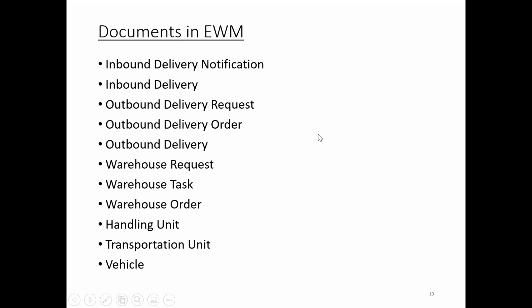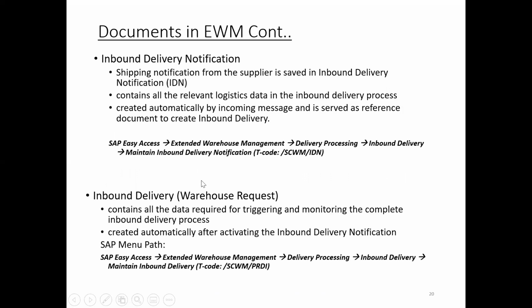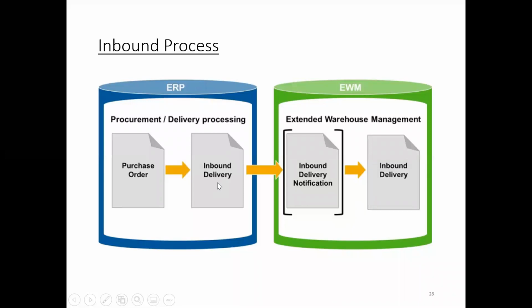So we have the different documents in the EWM. I will quickly tell you about this. So in the inbound process, we have the purchase order and inbound delivery that will be created in the ERP. Then in the EWM, when the inbound delivery is distributed into EWM, it generates the inbound delivery notification. That is just the replica of the inbound delivery in ERP. And then it creates the inbound delivery in EWM that we need to process further.